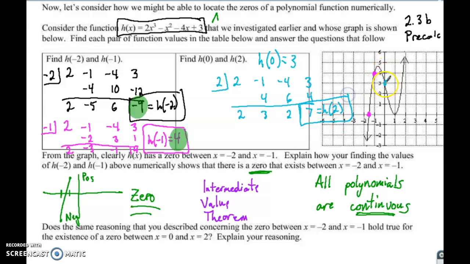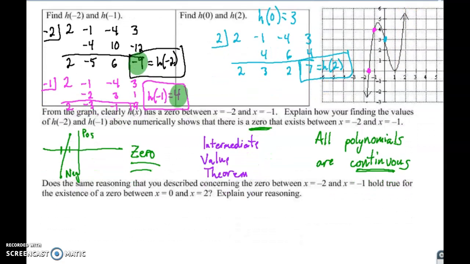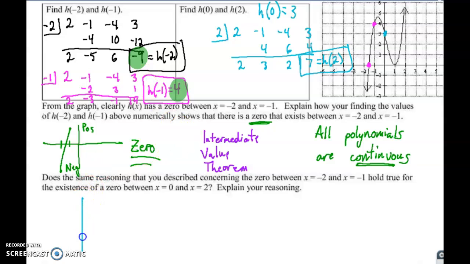Well, this time we went from a positive to a positive. So when you look at the graph of that down here, we went from a positive value to another positive value. Again, it is continuous, but does it have to cross the x-axis to get from here to up here? It does not have to. Now, if you look at this graph, clearly it does. You know, it goes down and it touches the x-axis. But does the same reasoning apply concerning a 0 in this one?